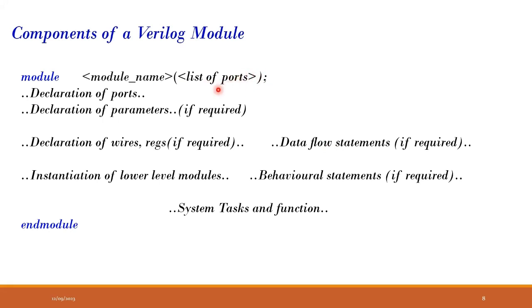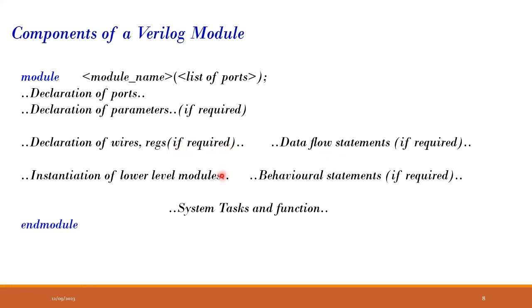Now a port can be input or output, so over here we will write input, and we will write the list of the input ports and the output ports. Similarly, we write some parameters which we require, like the gains of the PID controller, etc. Then we will declare the wires or registers. What is a wire? What is a register? I will tell in the later part.